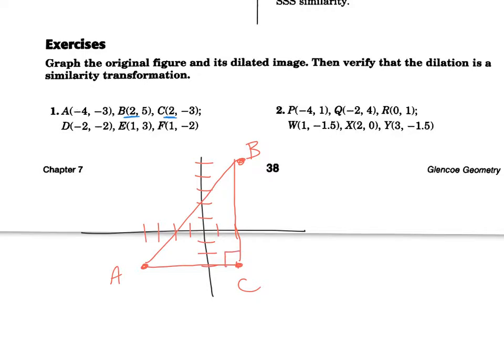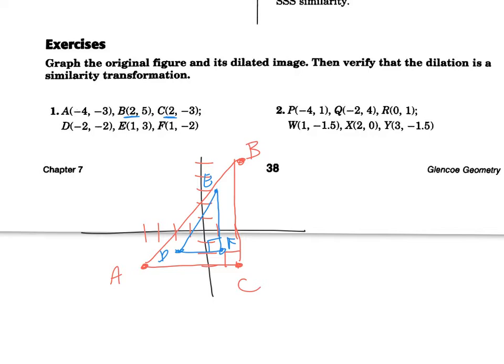All right, now let's do the second one. D is at -2, -2. E is at 1, 3. So there's D, E, and then F is at 1, -2. So there's F. So again, I have a right triangle. And this was a reduction, okay? So this is a similar shape.